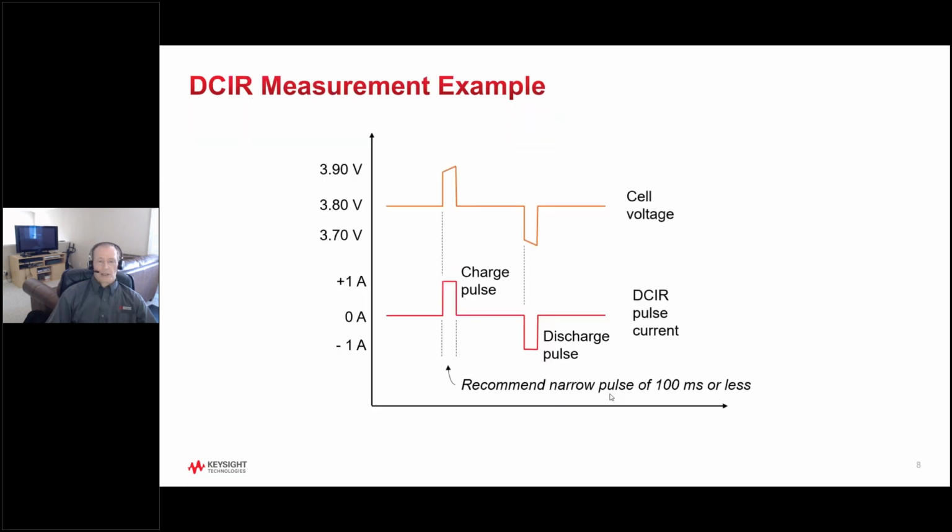So what is the DCIR method? Basically, as we're looking at the cell voltage, whether we're charging or discharging the battery, we're going to apply a charge pulse or a discharge pulse as we go along, and that's going to have some impact on the cell voltage. But we're doing this fairly quickly, either 100 milliseconds or less.